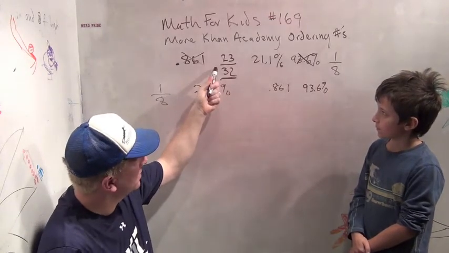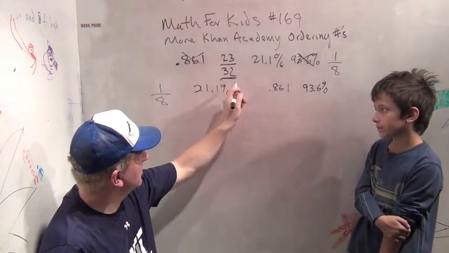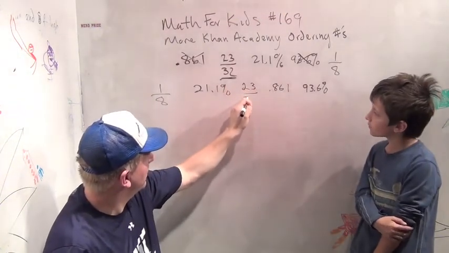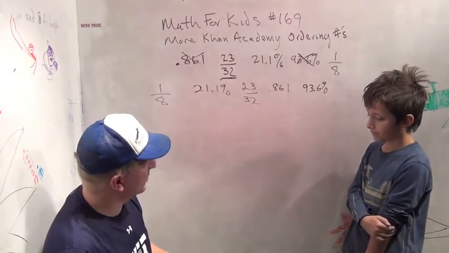Is this bigger than it or less than? It's less than 0.75 and it's greater than this. So that means 23 sevenths is right here in this gap. There we go. That's how we put them in order. Ready for the next one?